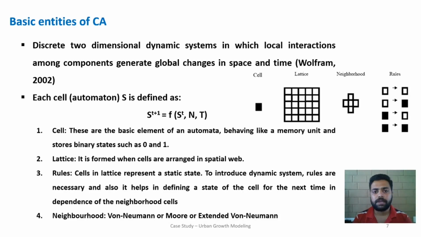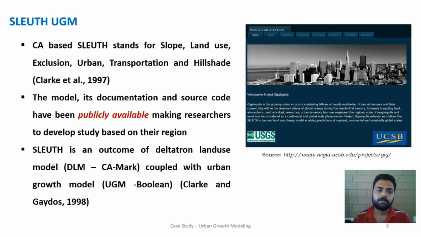And then the last one is neighborhood. Neighborhood means if you take a principal cell, the surrounding cells are called the neighborhood. It may be in the form of a plus shape, or it may be in the form of a square shape, anything like that. Generally we use two very popular neighborhoods, that is von Neumann and Moore neighborhood. If you combine these two neighborhoods, it becomes the extended von Neumann neighborhood.